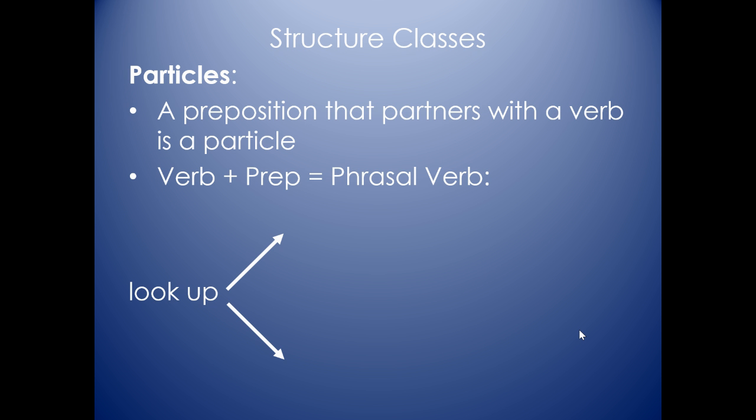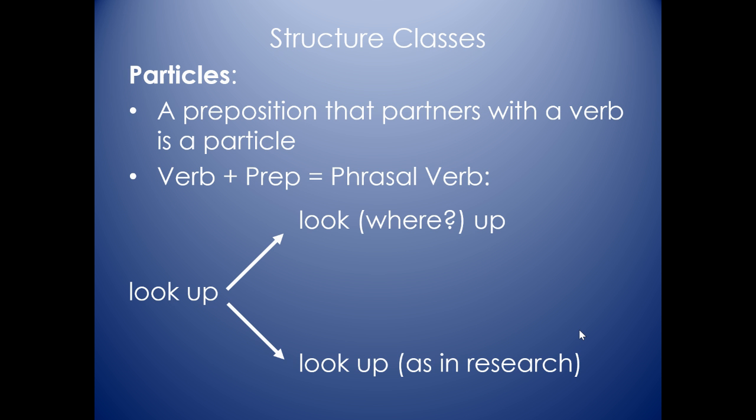Next, we have particles. So to make this even more confusing, a preposition, when it partners with a verb, is called a particle. So when we take a verb and add a preposition to it, we call that a phrasal verb. And that preposition is now officially called a particle. So if I take the words look up, well, the word up could be just an adverb, like looking where? Where are you looking? I'm looking up. And that's where up is simply working as an adverb.